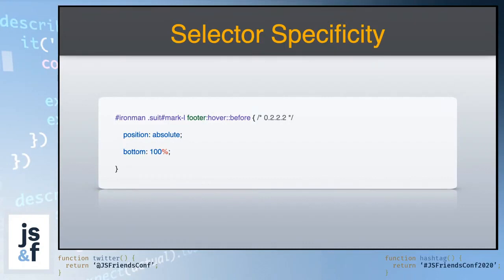Here we have a before element that is being styled when a footer is hovered that is inside of an element with an ID of Mark 1 and that also has a class of suit that is within an element with the ID of Iron Man. This leads to a specificity that is very high and very arbitrary of 0.2.2.2. Now this looks a little absurd, but the reality is before a lot of different CSS approaches had been adopted, this was not that uncommon of a way to approach styling your CSS, targeting something like your footer and then drilling down into specific links.